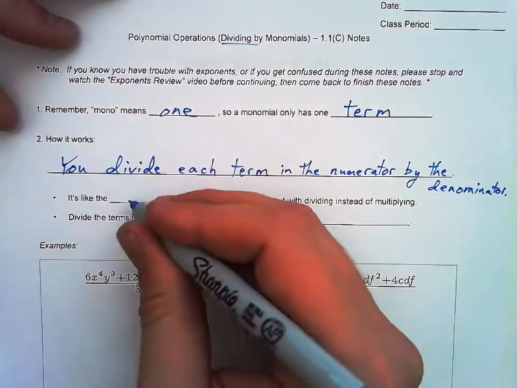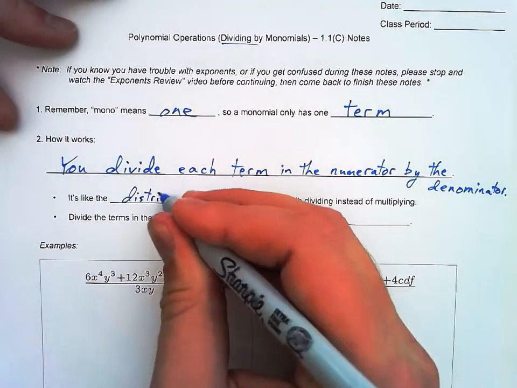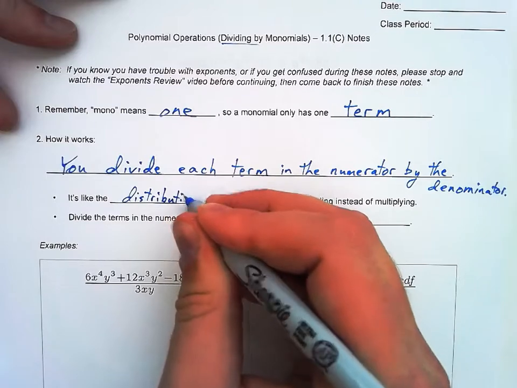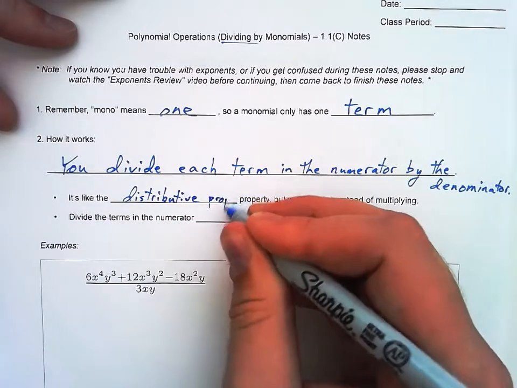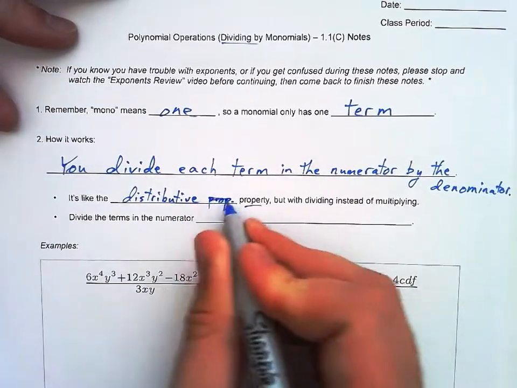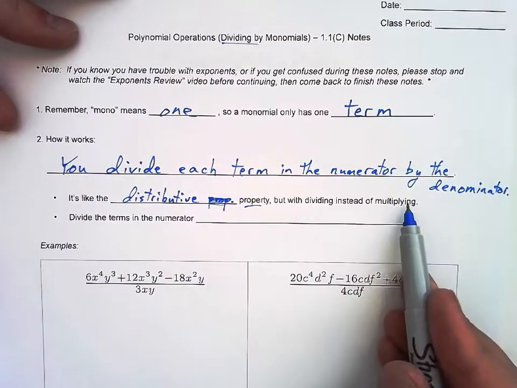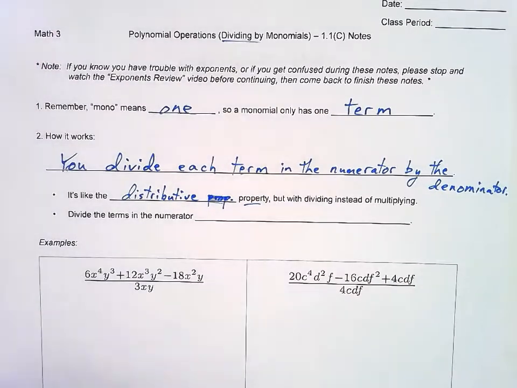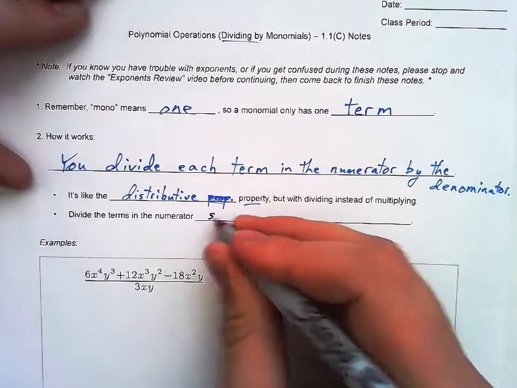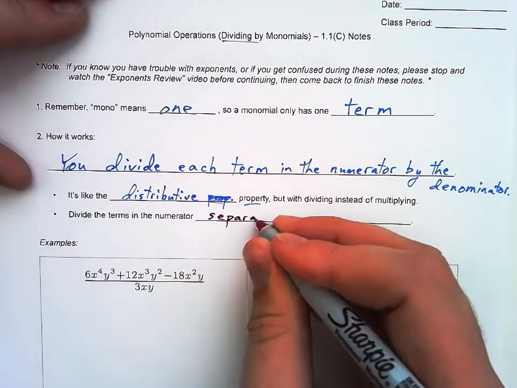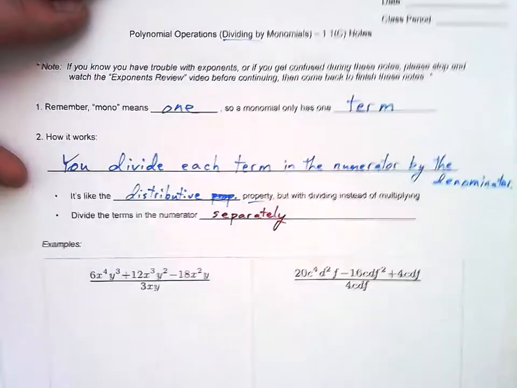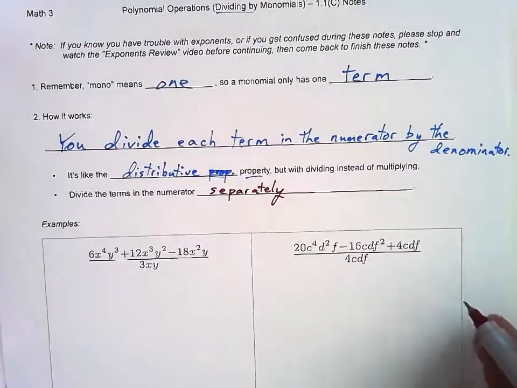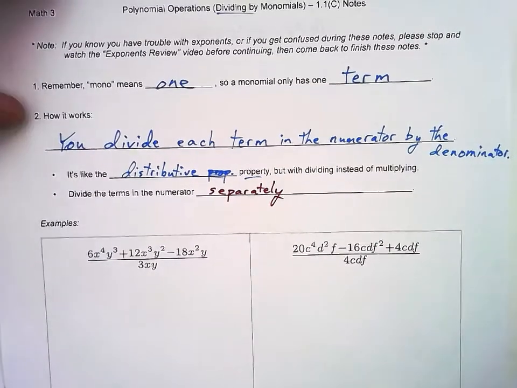So it's like the distributive property, it says property there. But instead of multiplying, you are dividing. Okay, so you're going to divide the terms in the numerator separately. Okay, each term in the numerator, divide it separately.